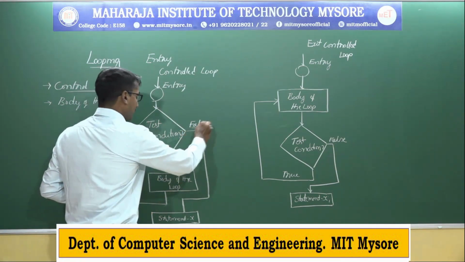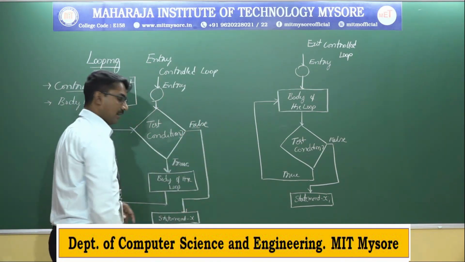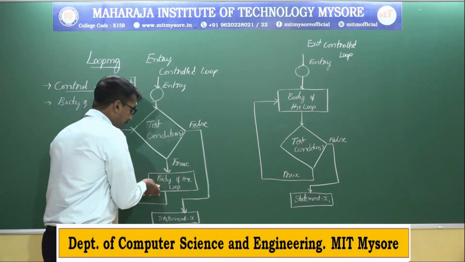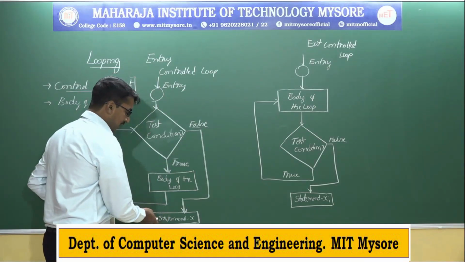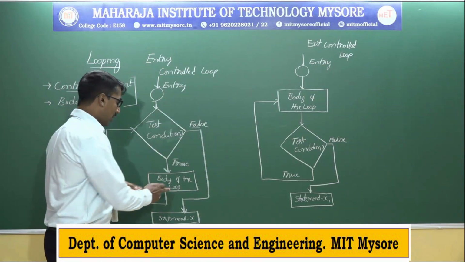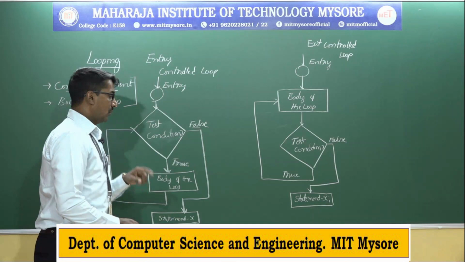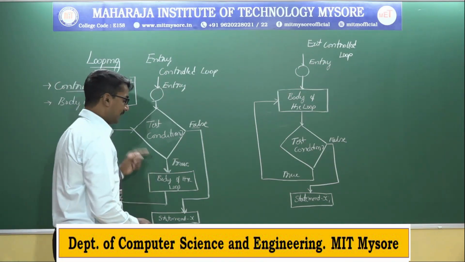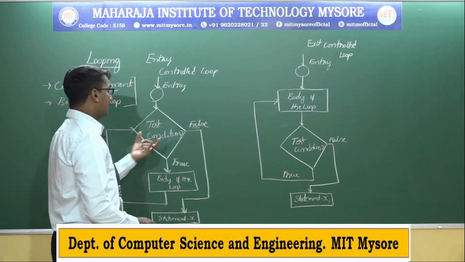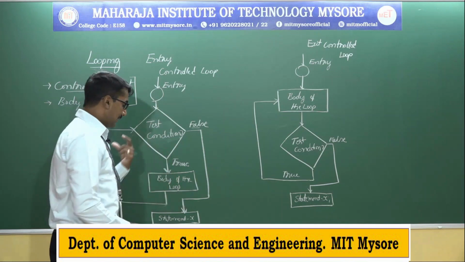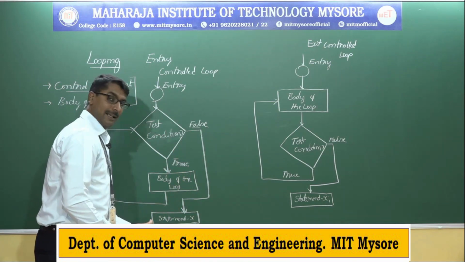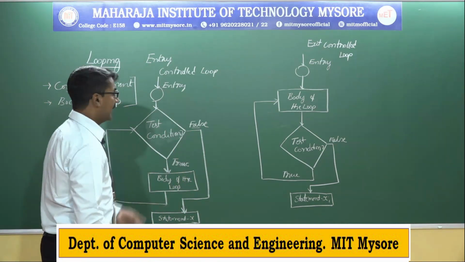Once the condition becomes false, the control is transferred to statement X. So, it will skip the body of the loop and the control is transferred to statement X. Here the body of the loop executes only when the condition is satisfied. If the condition is not satisfied, not even a single time will the body of the loop execute. So, if the test condition is satisfied, it executes the body of the loop. If the condition is false, then it executes statement X. That is the entry control loop.